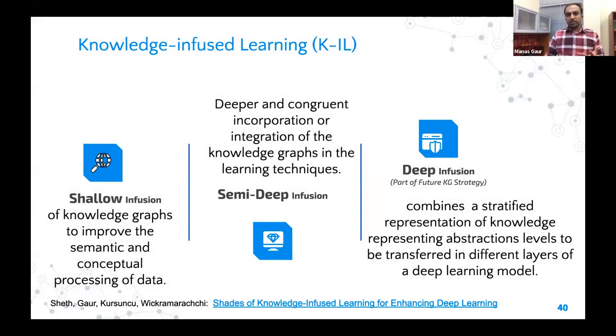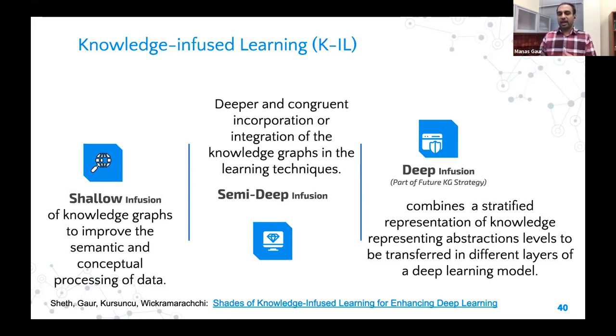So the knowledge-infused learning concept at large is distributed into 3 broader categories. Shallow infusion is where you are trying to improve your data at the input side. Semi-deep is about improving your model behavior, not touching your input data. You know that this information is very much relevant to the data, but you would like to judiciously incorporate it while the model is learning.